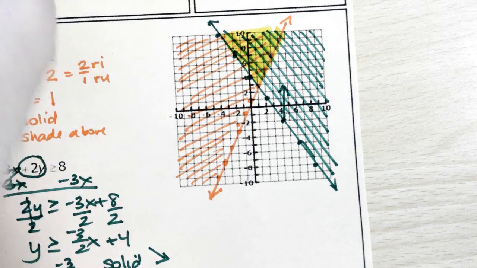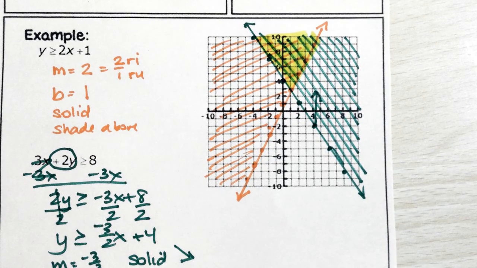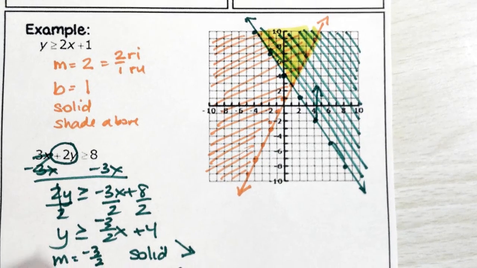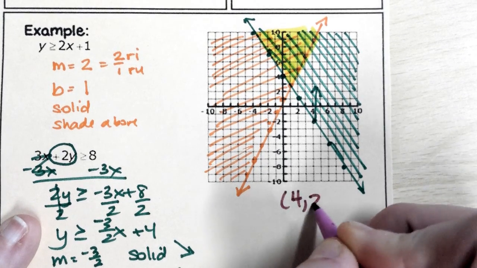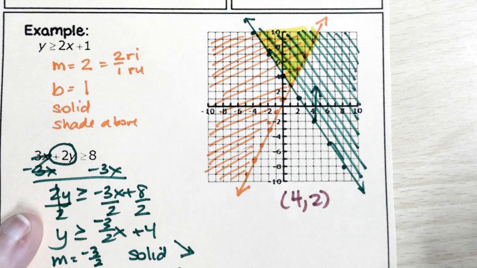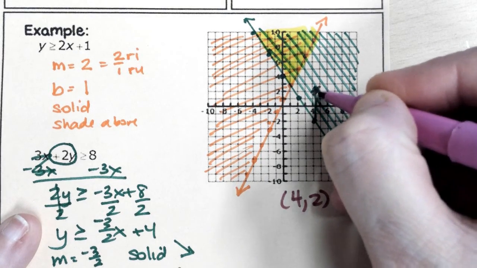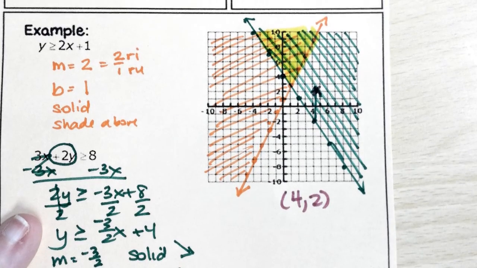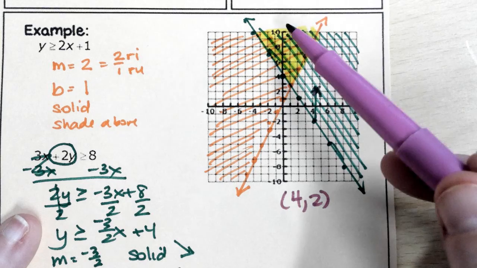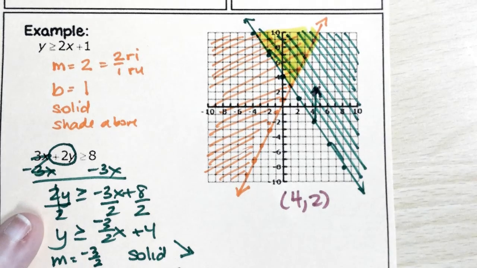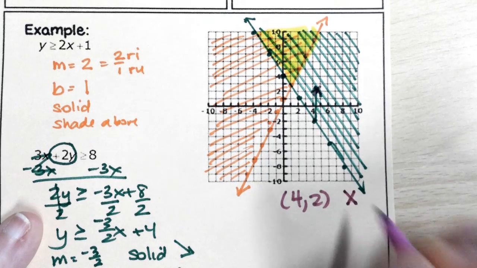Okay? So what this means is any points that are in this shaded area are going to make the inequality true. So far, so good? Let's try a couple points. What about 4, 2? Well, let's plot that point. Over 4, up 2. Is that in the double shaded area? No. It's part of the solution set for this inequality, but it's not part of the solution set for the system because it's not in both. It's not in the double shaded area. So this one's a no.